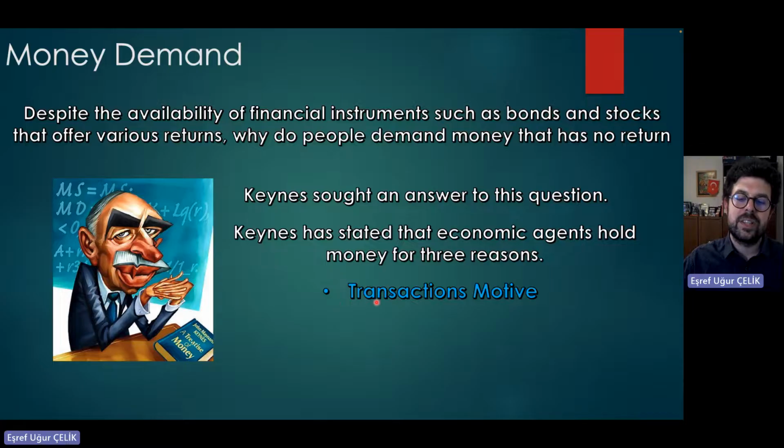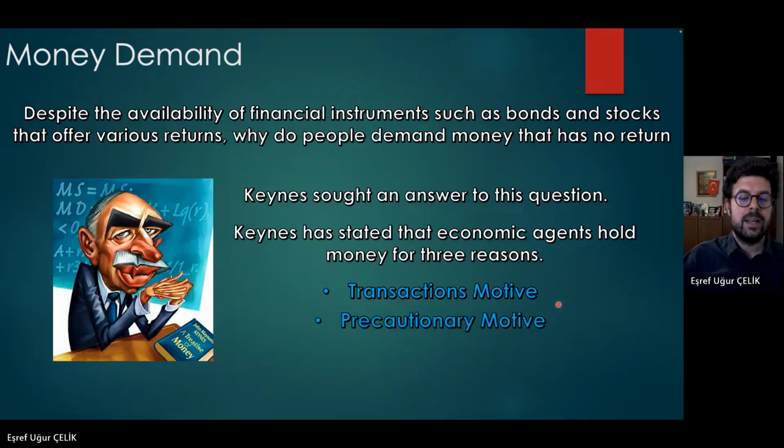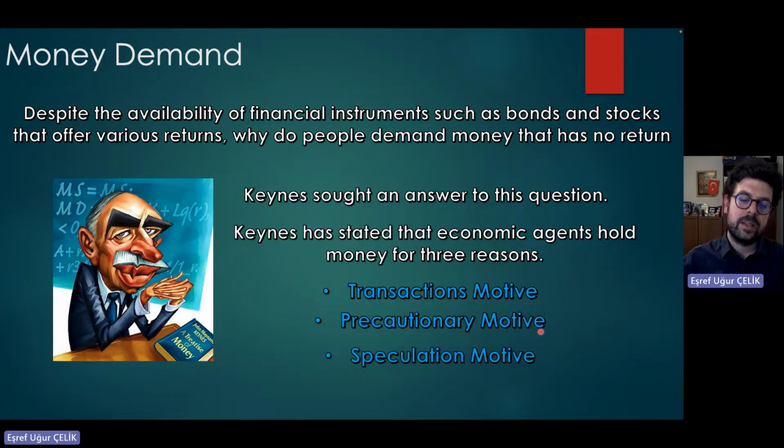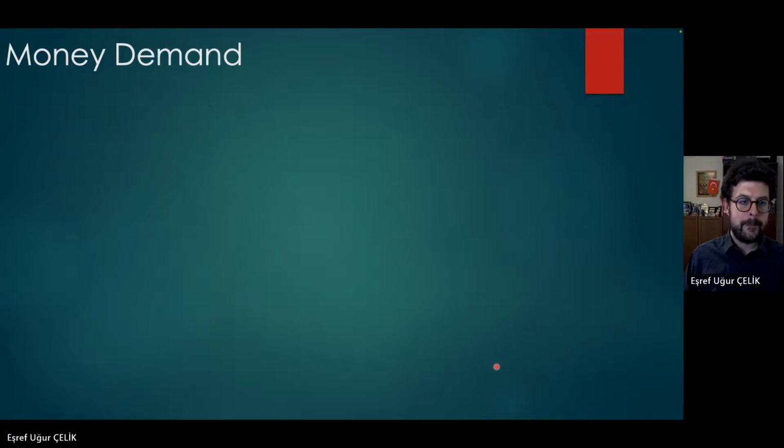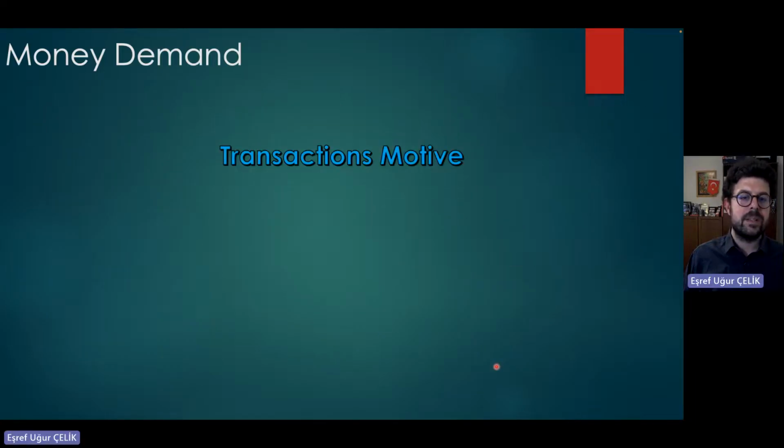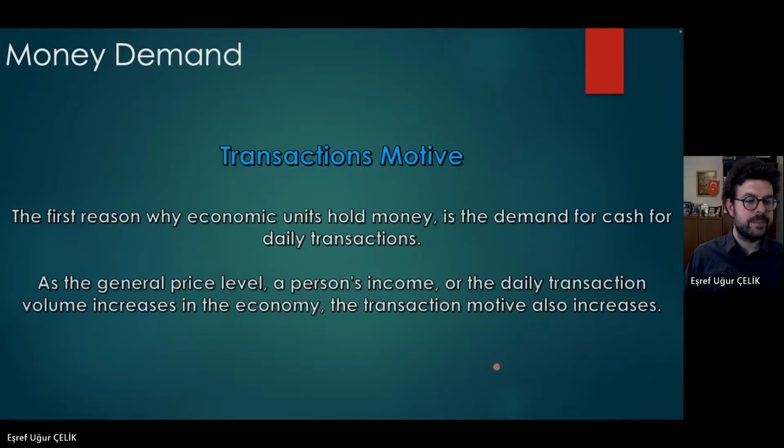The first one is transaction motive. In Turkish, işlem güdüsü. The second one is precautionary motive. In Turkish, ihtiyat güdüsü or önlem güdüsü. And the third one is speculation motive. You already know the Turkish, the same. Okay, let's look at the detail about transaction motive, precautionary motive, and speculation motive. Let's start with transaction motive.